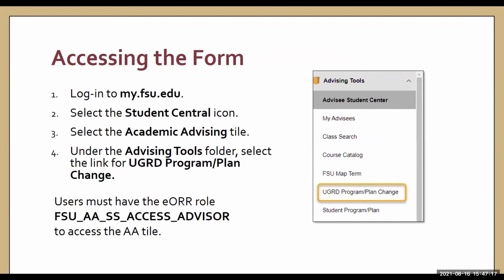In terms of accessing the form, once we're live, this is where it's going to be located. Once you log into my.fsu.edu in Student Central, you have your academic advising tile. There will be a new link in that advising tools folder. I've got the screenshot over here that you can see. That undergrad program plan change link will live right under the FSU map term link that's there now. So that is where you would go to access this online form once it becomes available.